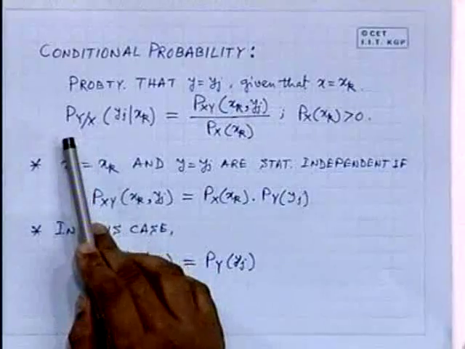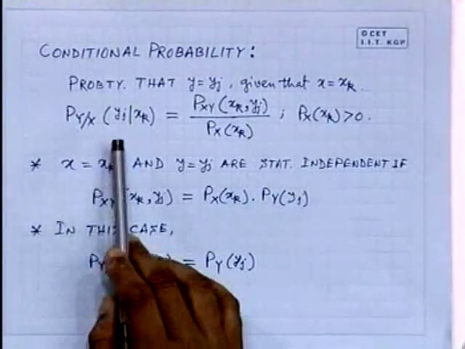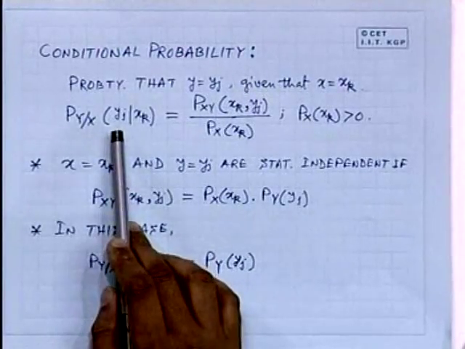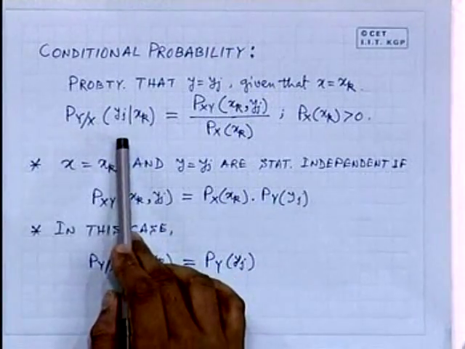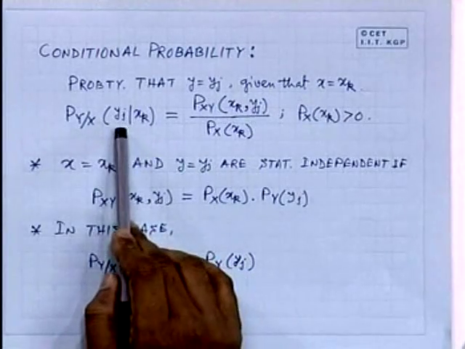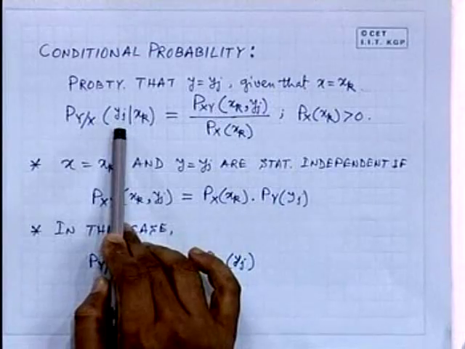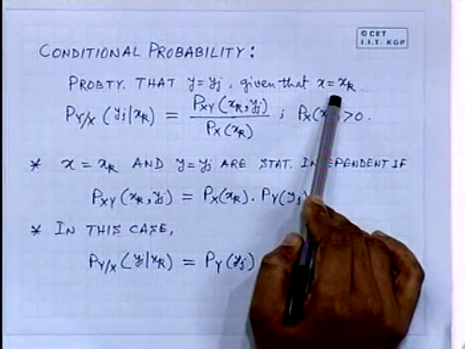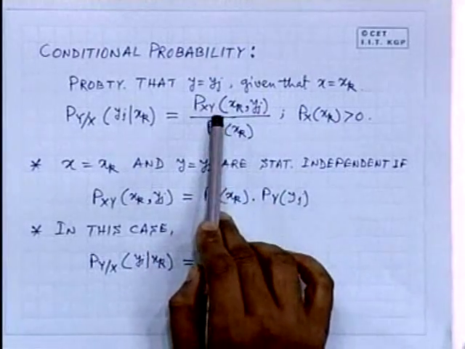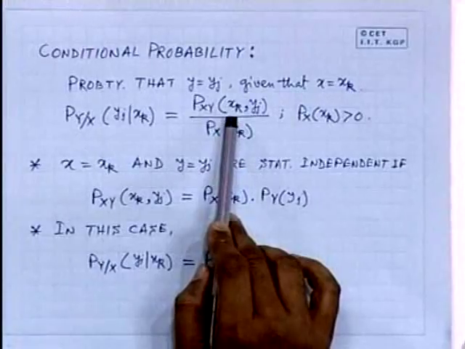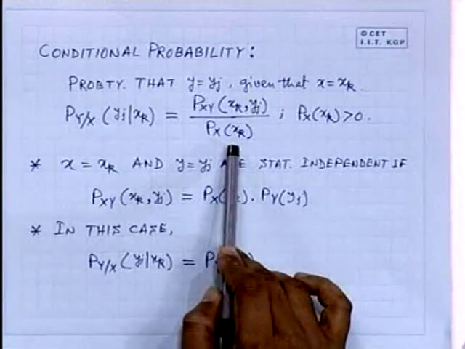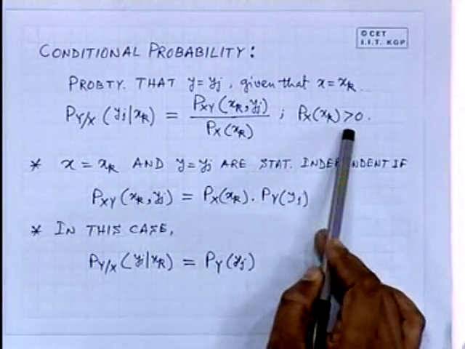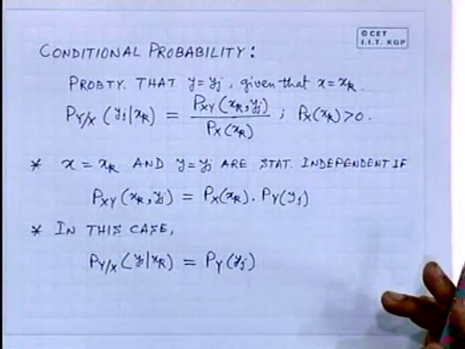In this case, one form of notation is that I write the probability as probability of y given x. Then it is a probability that yj has occurred after knowing that xk has occurred from the first experiment. This is the probability that y equal to yj is occurring at the output of the second experiment when x equal to xk is already known to occur from the first experiment. This is the joint probability that xk occurs from the first experiment and yj occurs from the second experiment, divided by the probability that xk occurs in the first experiment. The obvious limitation here is that the probability of xk has to be greater than 0, which we have already excluded for our discussion. We won't consider any probability which is 0.